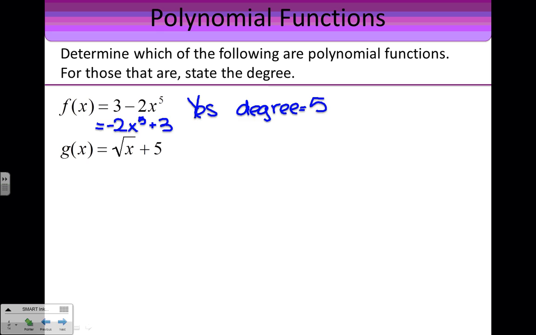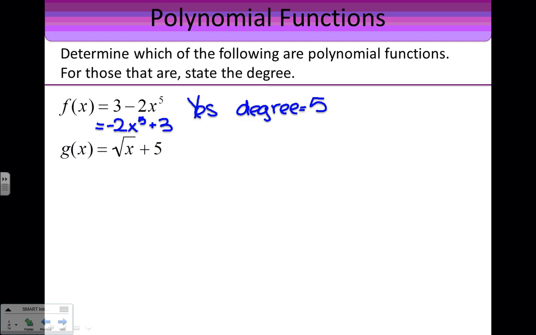Okay, the next one we have g of x is equal to the square root of x plus 5. So we go through our criteria. 1, are the coefficients real numbers? So we have a coefficient of 1 and a coefficient of 5. So yes, we have real number coefficients. Are the exponents integers? Are the exponents positive and whole numbers?